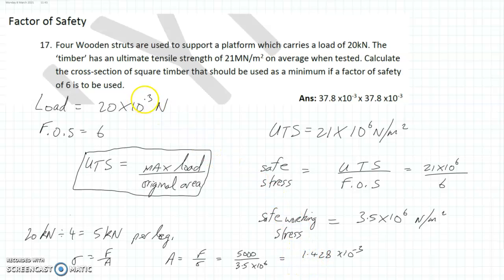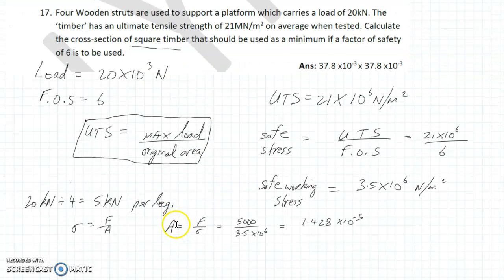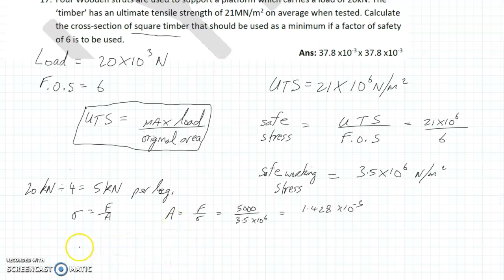So remember, it's a square timber. If you think about it like this, square timber, look at the side cut of it, x times x, so the side x squared is going to equal 1.428 by 10 to the minus 3 meters squared. So we get the square root to get the length of one side of that square. X is equal to the square root of 1.428 by 10 to the minus 3.